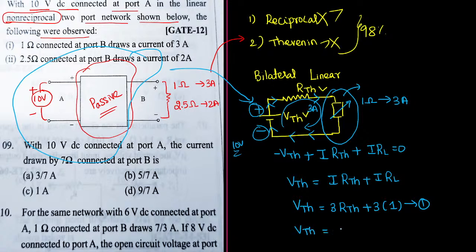Through the same Thevenin circuit, next they are connecting a 2.5 ohm resistor across the load. At that time it is consuming 2 ampere current. So the second case is 2 ampere current into RTH plus the current here. Just take this expression, this is the general derivation. Substitute the value here. Mostly this equation will come to you.